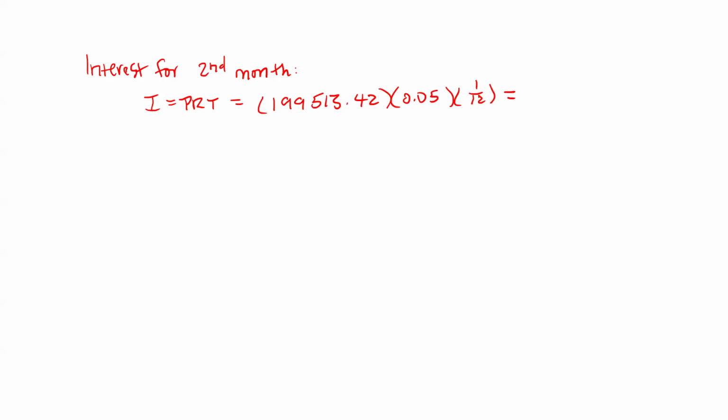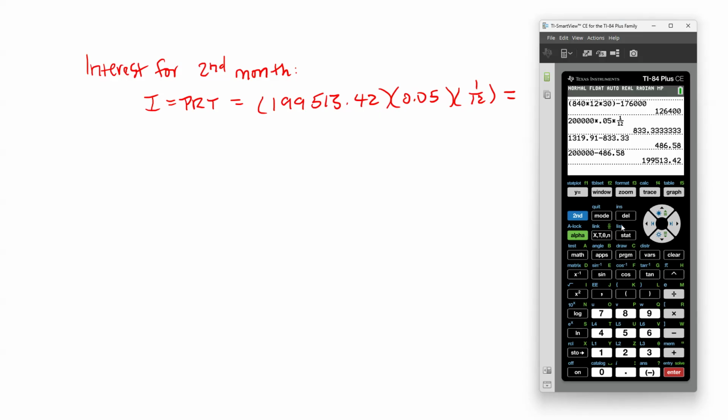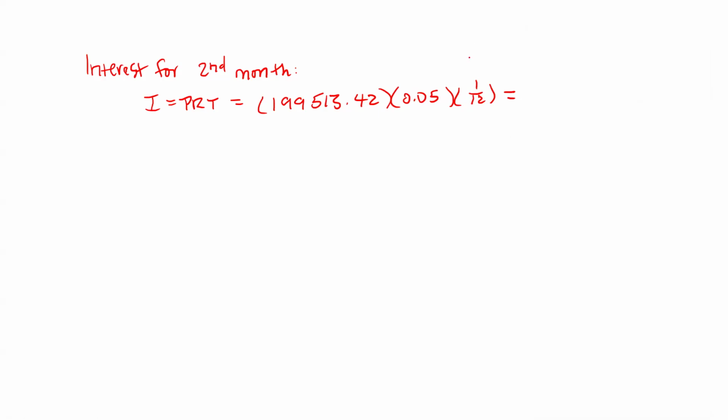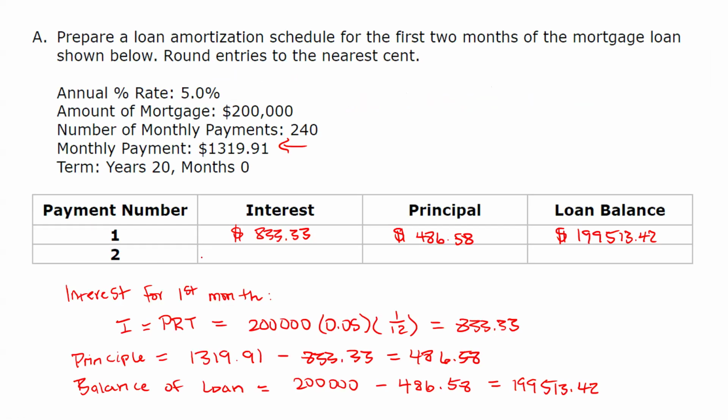Okay, so let's enter that into our calculator. Let's clear this. So 199,513.42 times 0.05 times 1 divided by 12. So that's going to be $831.31. Okay, we can add that to our table here.